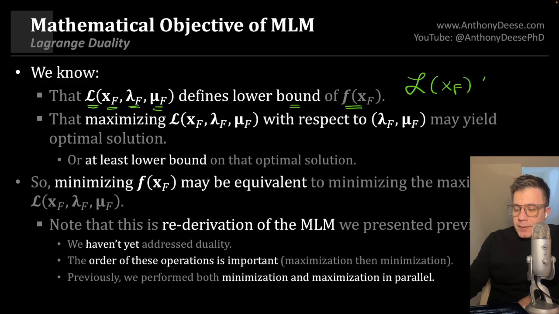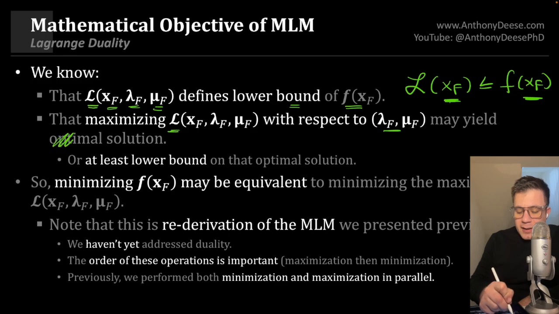So we haven't applied duality yet explicitly. These two values must be the same. The Lagrange function provides a lower bound on the objective function, assuming that the same inputs are being supplied. We also observe that by maximizing the Lagrange function with respect to the Lagrange multipliers, we may yield, and not, well, optimal solution is a bit misleading here.